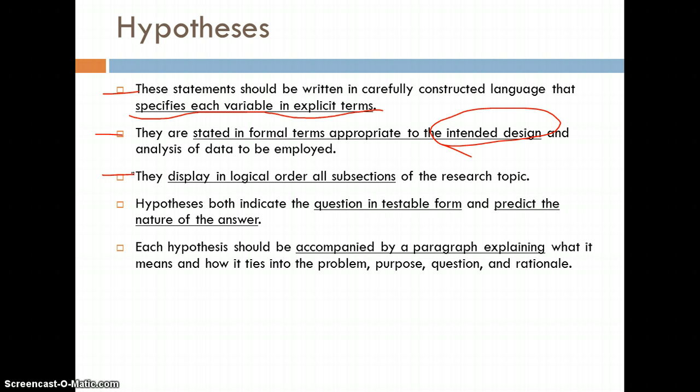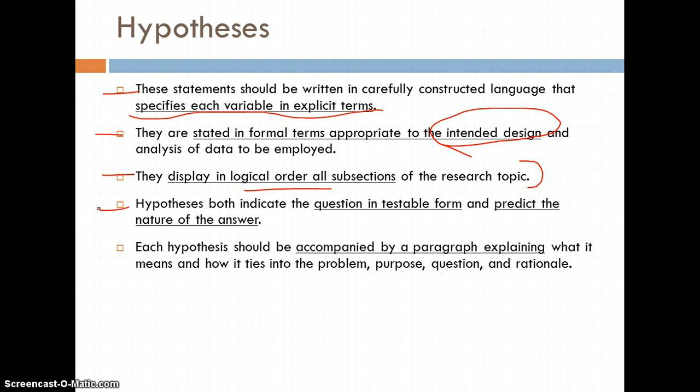You want to display in logical order all subsections of the research topic. This means that you might have more than one hypothesis that you're stating, even though you only have one, maybe larger, research question that you're asking. And so the hypotheses will help you build a case. So maybe you want to state, first of all, I want to see if there's a difference between boys' and girls' science achievement. Right? That would be your first hypothesis. And then your second hypothesis might be something more about why girls perform higher than boys. But it's maybe a conditional relationship. I'll only investigate hypothesis 2 if hypothesis 1 is confirmed. Right? Logical order.